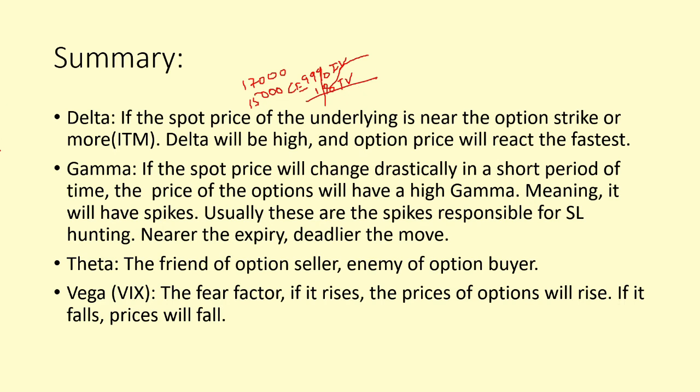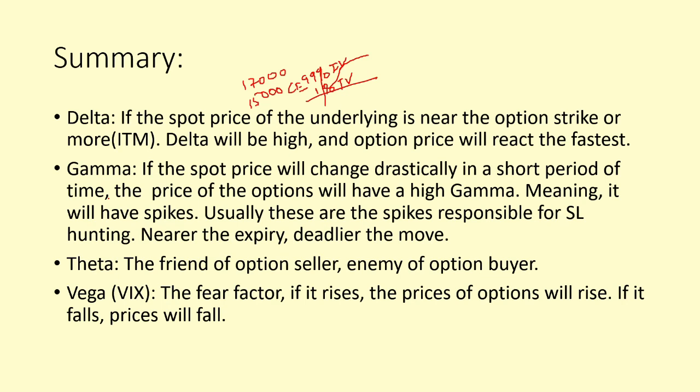So gamma, what is gamma? If the spot price changes drastically in a short period of time, the prices of options will have high gamma, meaning it will have spikes. Usually these are the spikes responsible for SL hunting. To find out about SL hunting, you can just go to Google and search about what is SL hunting. And this gamma is deadlier when the expiry is near. When the expiry is far, the movement will not be that severe, but when the expiry is near, the gamma movement will usually take out all the stop loss orders which are there in the system.